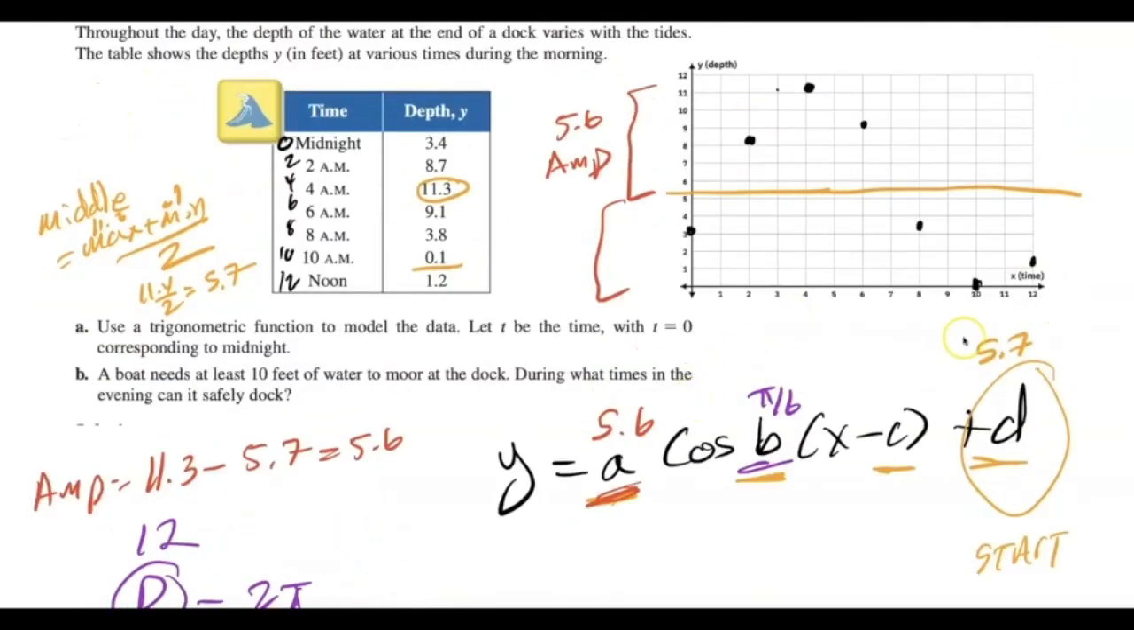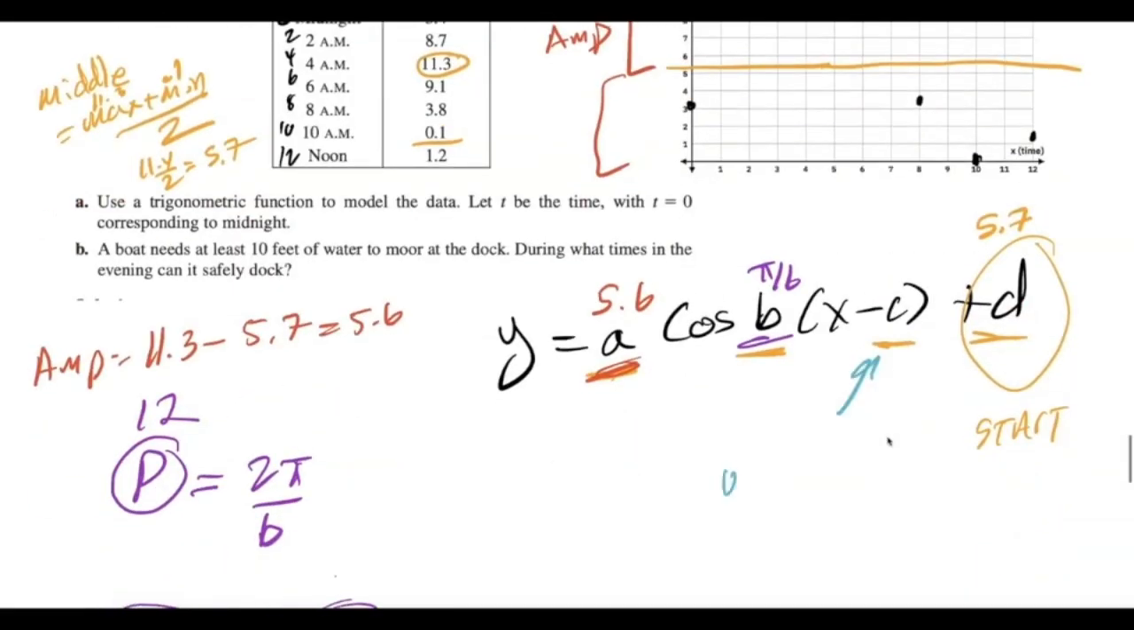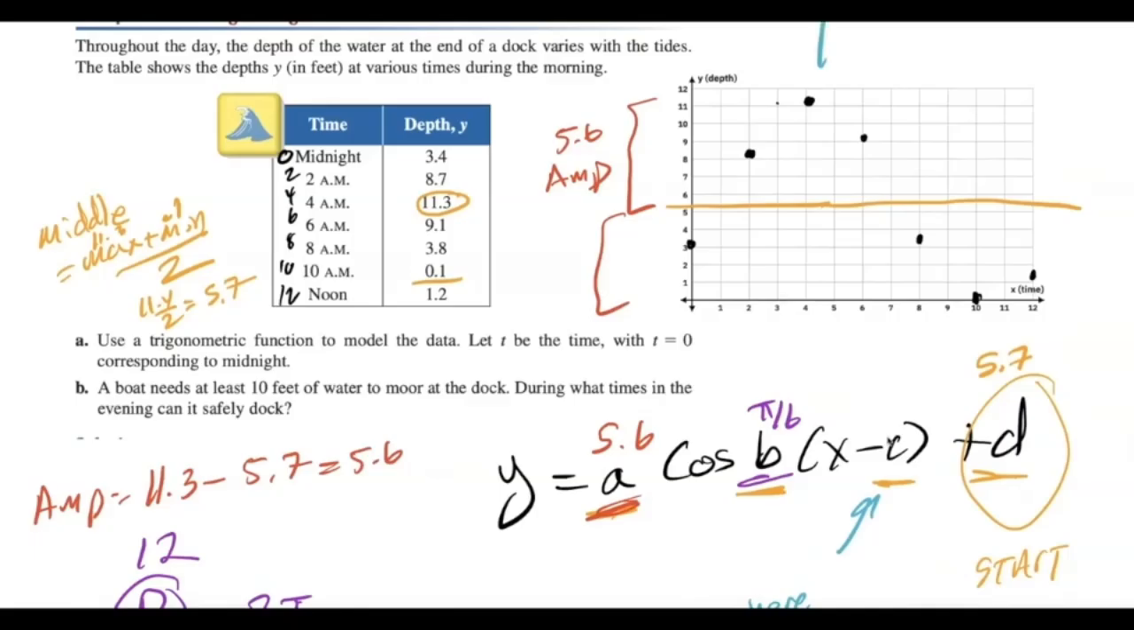Now all that wouldn't change if it was sine. If we're doing sine, none of this changes. It's all the same, except for c. C is where your graph should start. It's a shift for where the graph should start. With a cosine graph, that's what we're doing: start at the top, go down and back up.